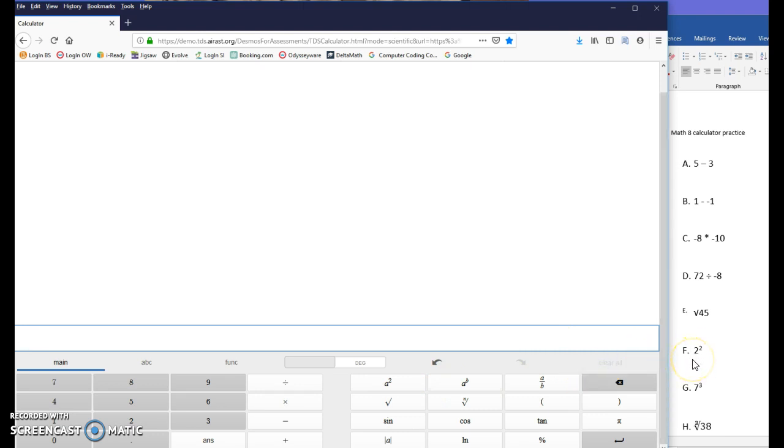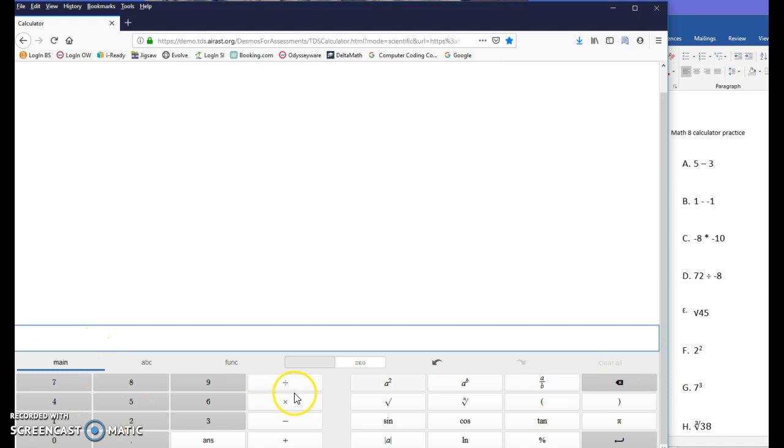I want to take 2 to the second power. There's a couple of ways to do that. I can type 2, and then I can come to this a squared button, and it automatically squares it. 2 to the second power is 4.